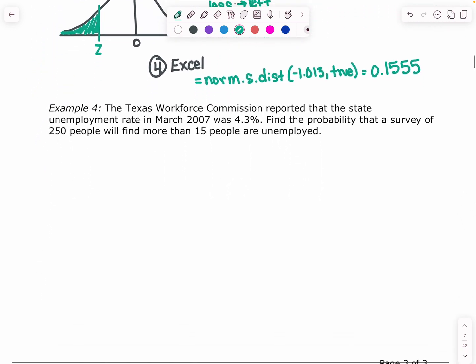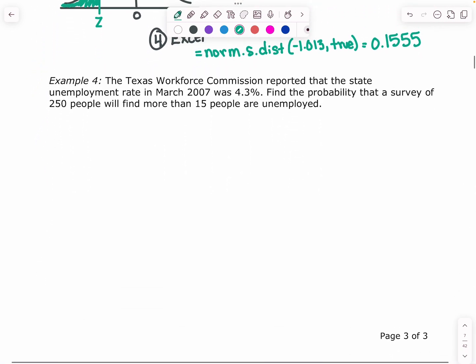So let's look at another example. Same overarching example. The state unemployment rate in March 2007 was 4.3%. We're going to find the probability that a survey of 250 people will find more than 15 people are unemployed. So now off on the side, I have p is my 0.043. That's the proportion for the population. I have n is 250 people.